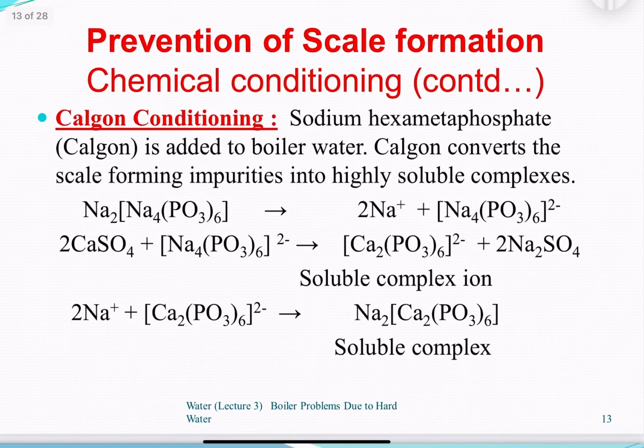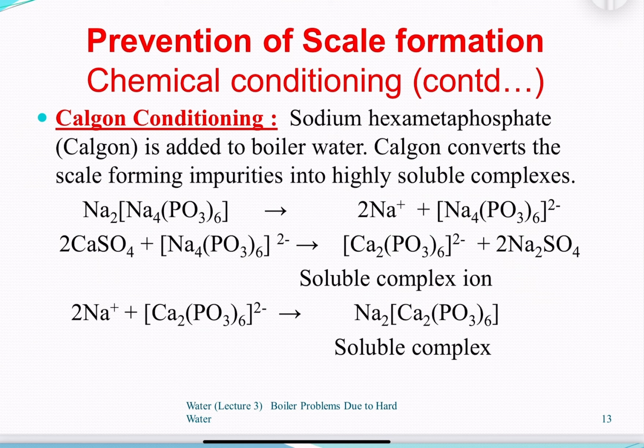Now another method is Calgon conditioning. Calgon is nothing but sodium hexametaphosphate. This is added to boiler water. It converts calcium and magnesium into soluble complex salts which remain in soluble form in water, and scales are not formed inside the boiler.